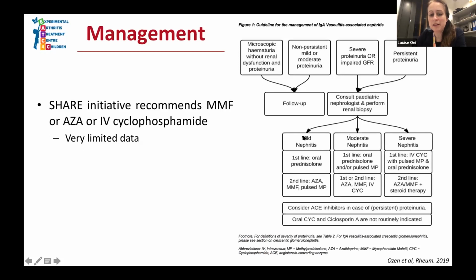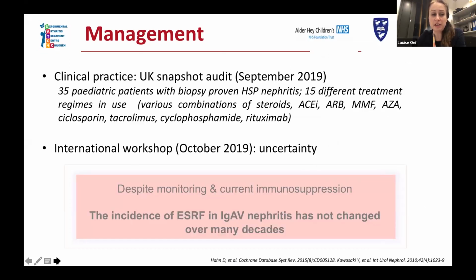But actually these were based on very little data, and the SHARE group acknowledged this within their paper, where they said that there's a severe lack of evidence to support any of the treatments that they've proposed. So what are we doing in the UK?